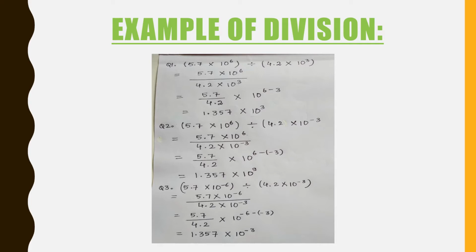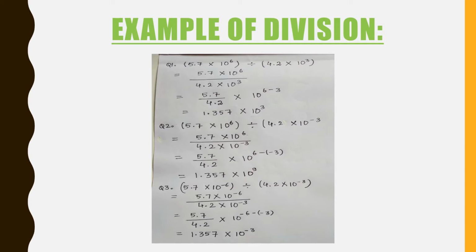You can see, for example, the first question is 5.7 into 10 to the power 6 divided by 4.2 into 10 to the power 3. When we divide both of them, after dividing the numbers we get 1.357, multiplied with 10 to the power 6 divided by 10 to the power 3. Here we have to subtract the exponents, so 10 to the power 6 minus 3, which ultimately gives 10 to the power 3. So 1.357 into 10 to the power 3.